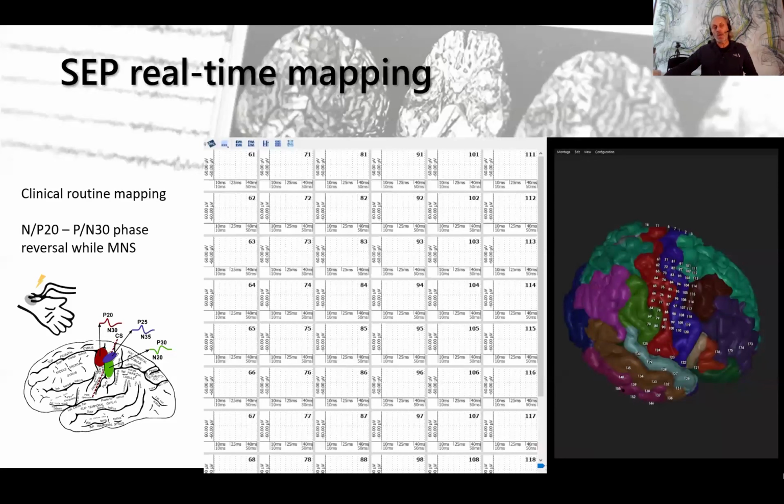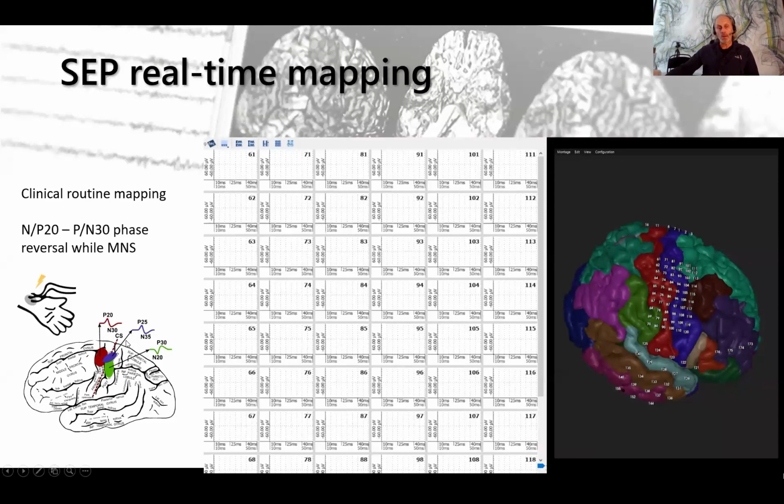And this is used to identify the central sulcus. So this is the border between the motor cortex and the sensory cortex, and it's defined by the phase reversal. On one side, you can see the potential goes up, it's positive. And on the other side of the central sulcus, it goes down, it's negative. And this threshold is termed CS or central sulcus.